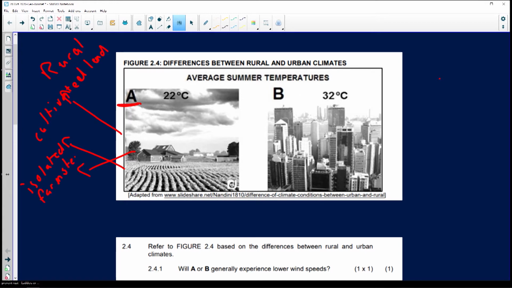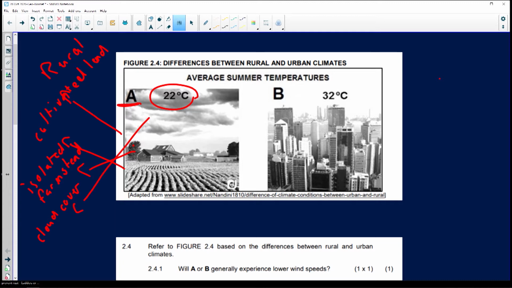Okay, and we can see the cultivated land, and you can see there's a lot of vegetation. Besides the crops, you can see the trees as well, and pay attention to the temperature. Okay, 22 degrees Celsius, that's been mentioned on our figure 2.4. Another thing I want you to pay attention to is the cloud cover. So it might pop into the questions.